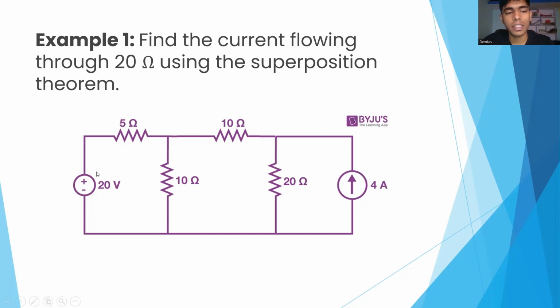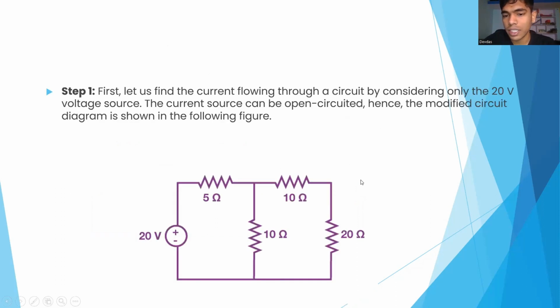So let's say we consider the 20 volt supply source first. Then you can see that we don't have this branch which was there, the branch which contained the 4 ampere current source. Since we are considering the 20 volt source individually, we need to short or open circuit the other branches. Since the other supply source was a current source, we had to open circuit this.